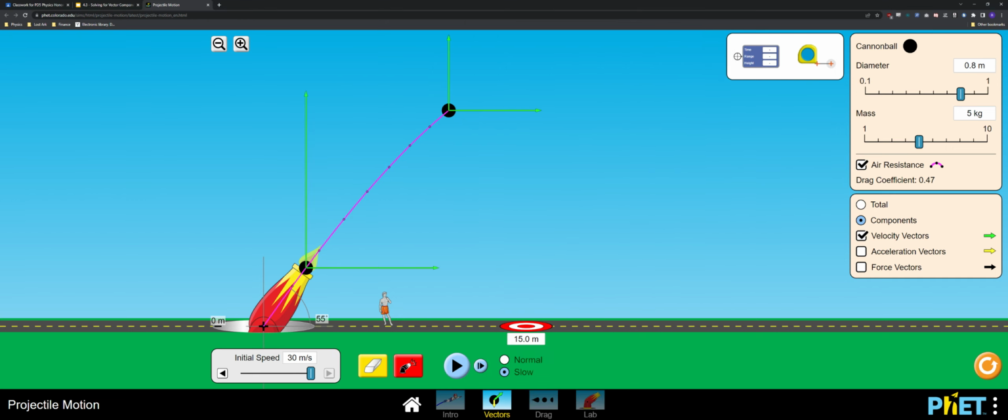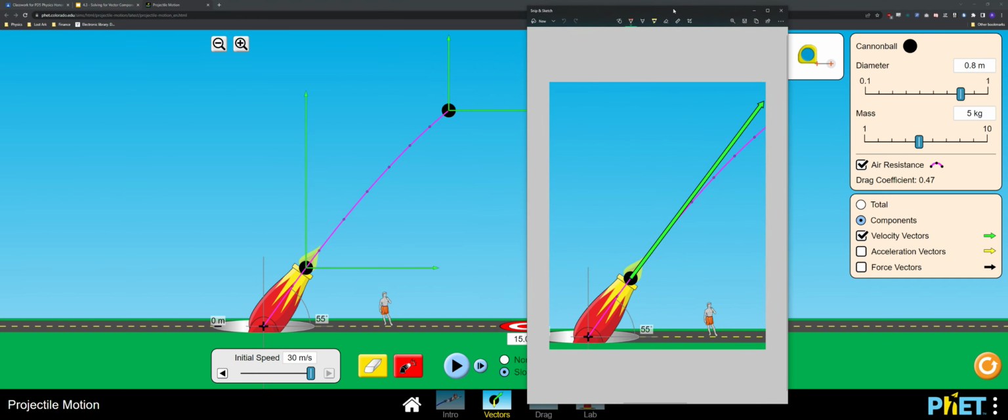I separated this vector into its components. So this velocity vector, as the object is going up, has a vertical component, as you can see in the simulation. And then there's also a horizontal component, which we call your Vx, your horizontal velocity. And then this would be my actual velocity, my total velocity.